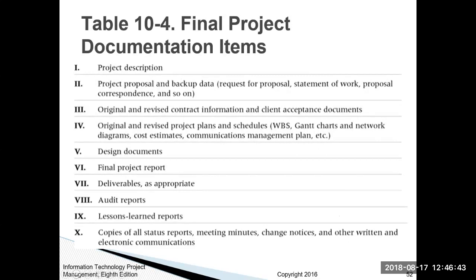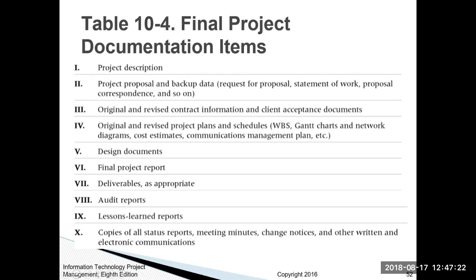On here, final project documentation items, we have several on the process. So we've got the project description. You'll communicate the project proposal and the backup data, and this is the request for proposal, the statement of work, proposal correspondence, and so on. Then you have your original and revised contract information and client acceptance documents, and hopefully your clients will have accepted and signed off so you can move forward. A lot of times if they don't sign off, then your project stalls.